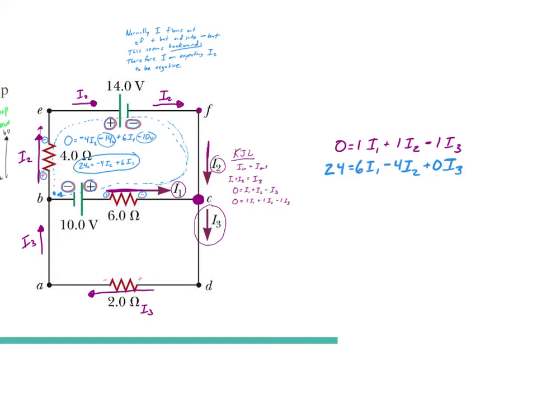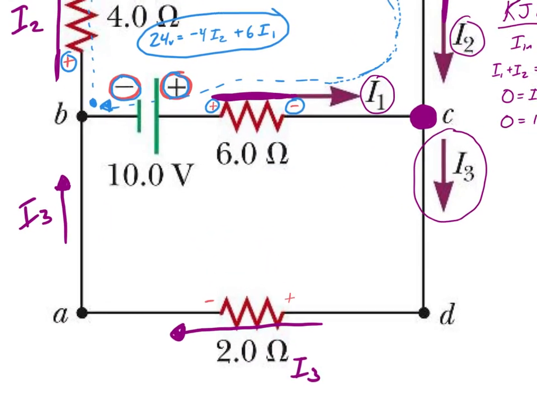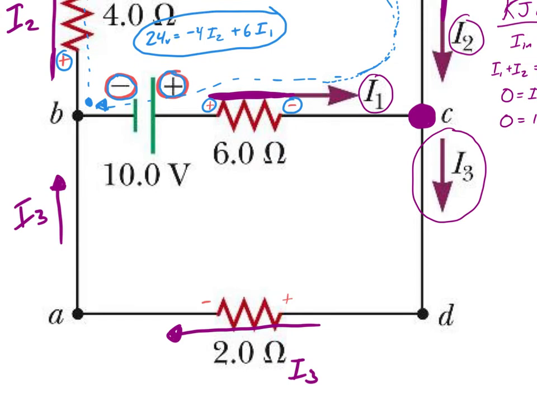Next loop. For my next loop, I'm going to use orange. I'm going to start at A, and then I'm going to go around like so, in this order. Don't need to worry about the wire. First voltage. We're going from the negative side to the positive side of this thing. That's an increase in voltage of 10 volts.